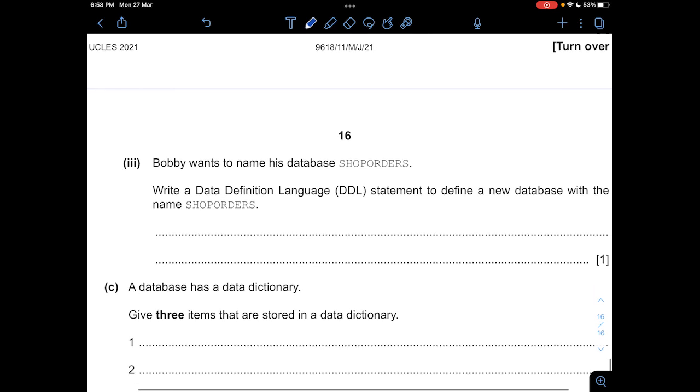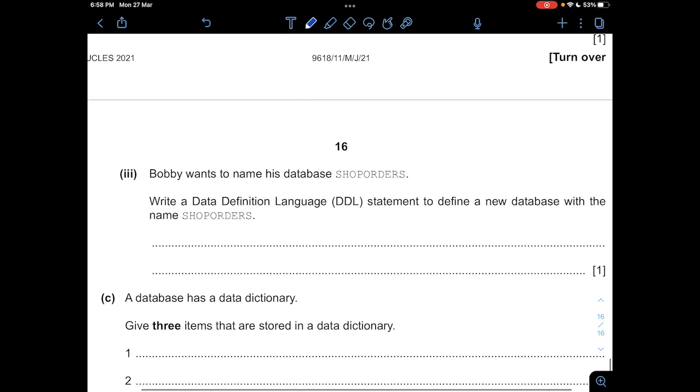7B3. Bobby wants to name his database shop orders. Write a DDL statement to define a new database with the name shop orders. All right. So if you want to create a new database, basically just write create database and then the title, and then that's it, right? So this one will be create database shop orders, right? And then you put semicolon.